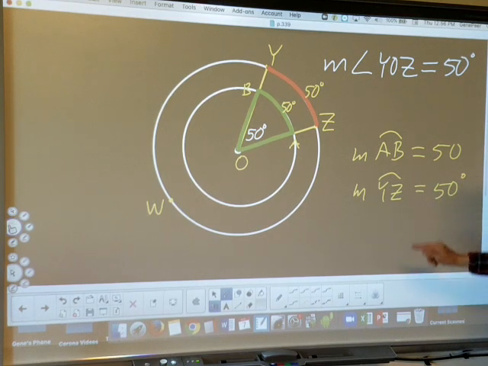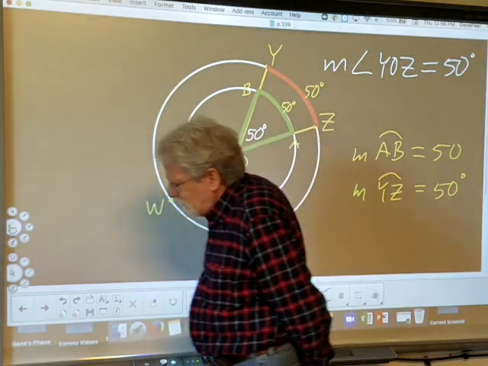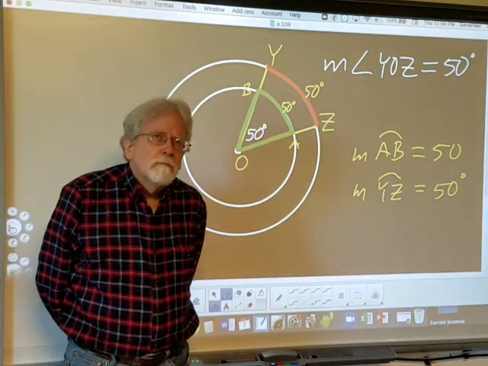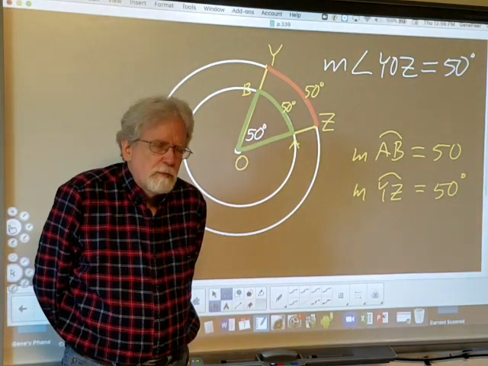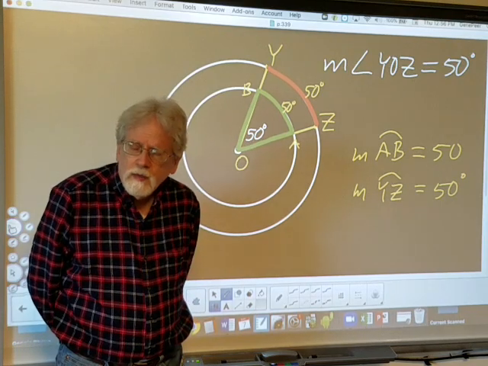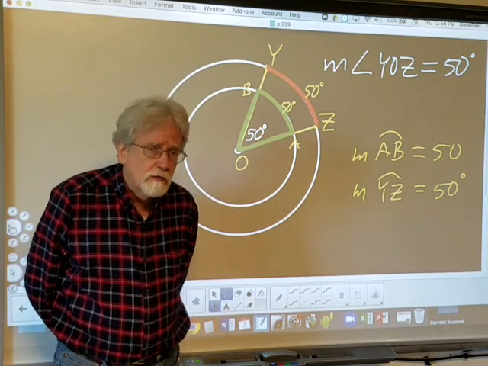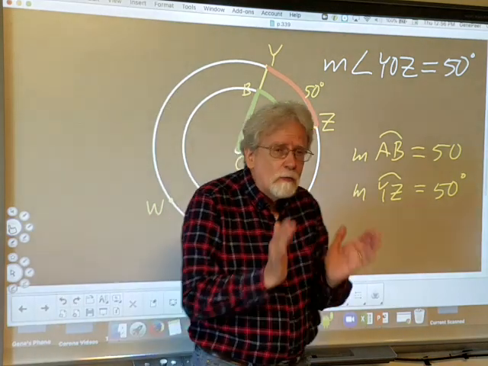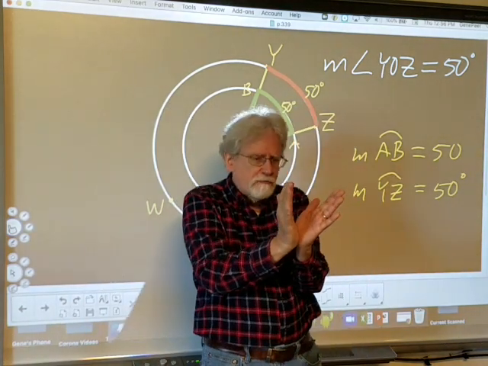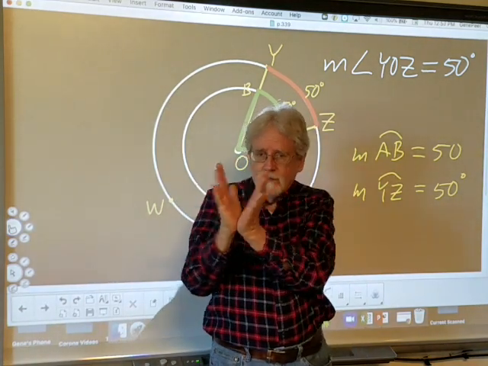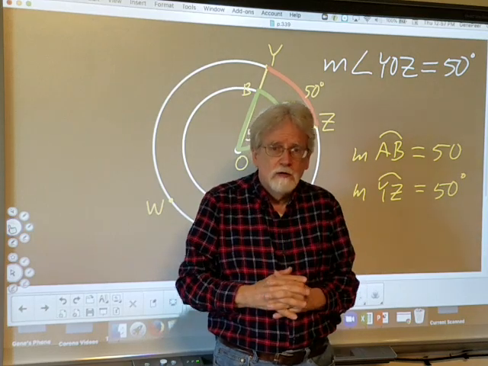Now this is a little bit peculiar. If you have two segments whose measures are both 3, then by definition we know those segments are congruent. If you have two angles whose measures are both 37, then by definition those angles are congruent.